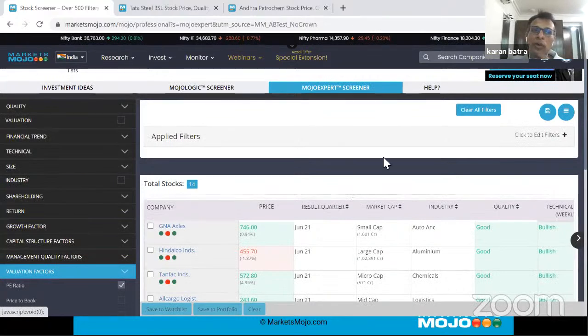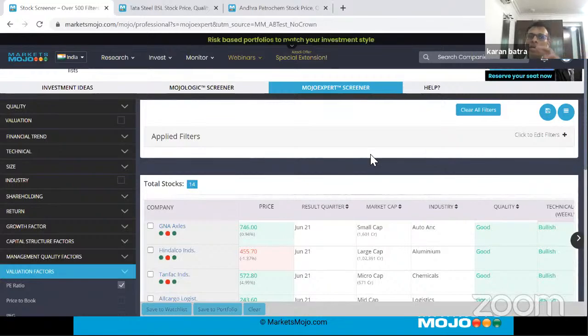So if you are looking for already created ideas or a simple screener, or you have something already in mind about how your model should look, you can use any of these screens.